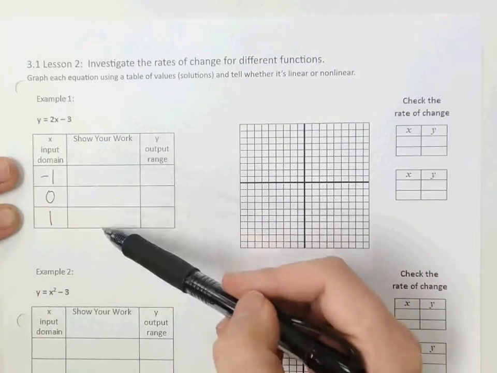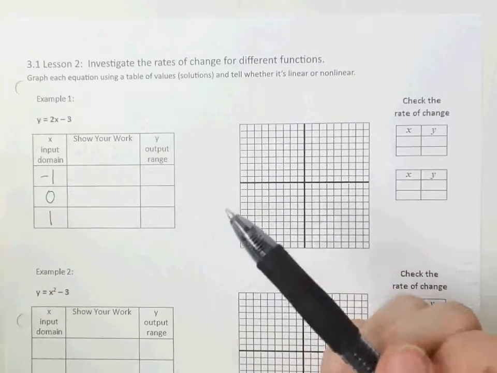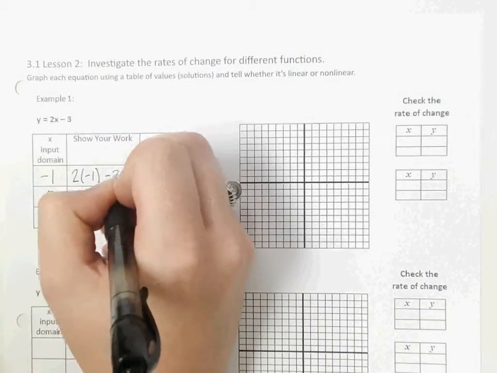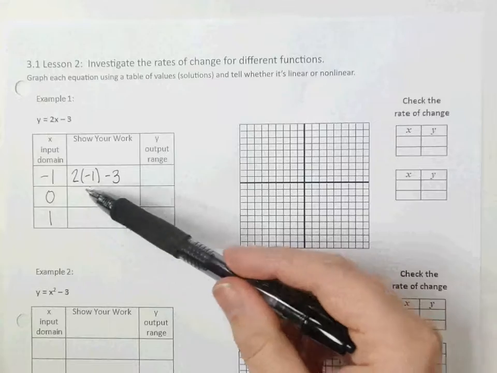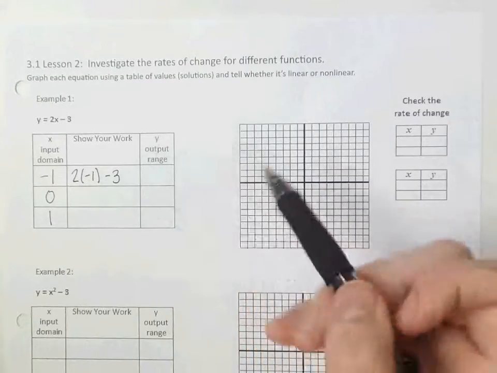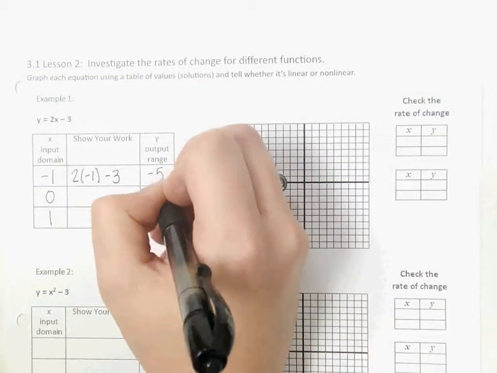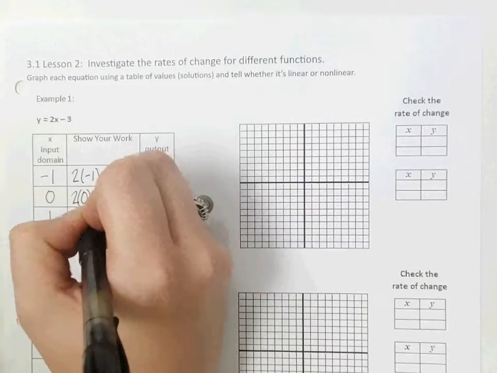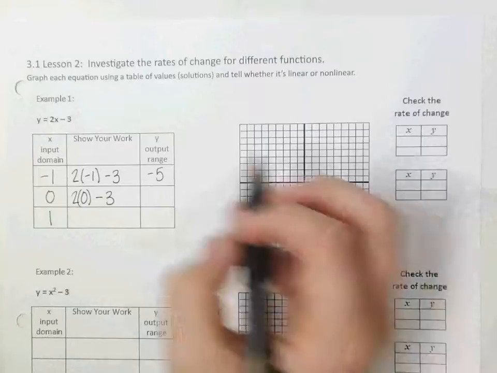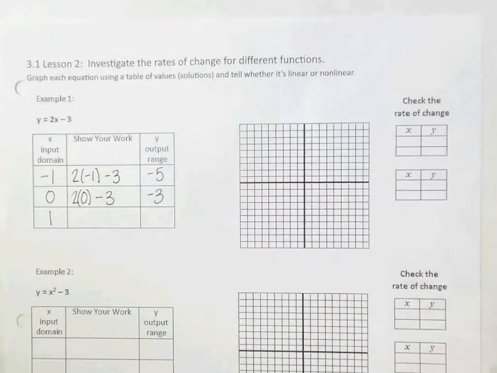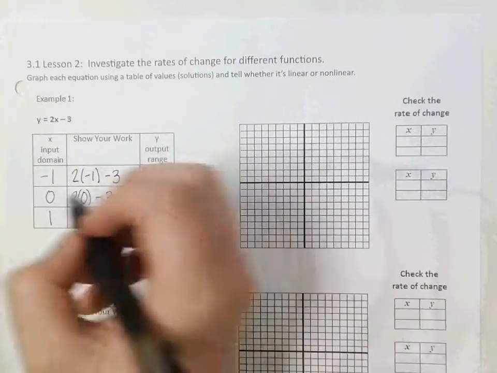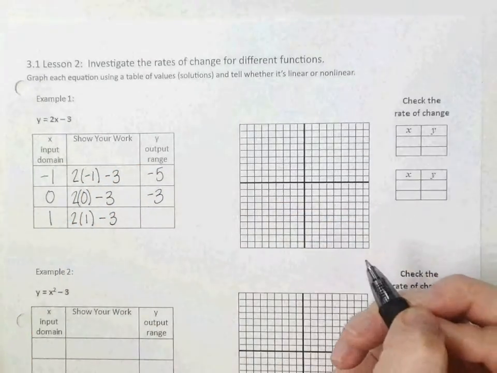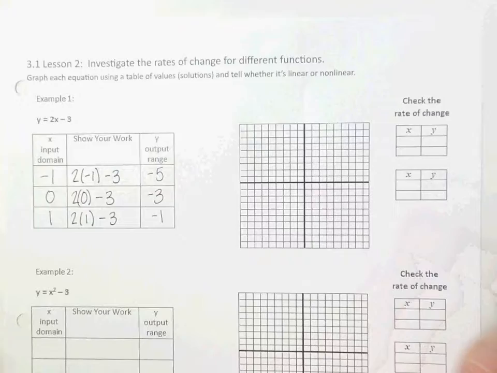Now to show our work, we need to go ahead and plug them into our equation. So we'll have 2 times -1 minus 3. So we know 2 times -1 is -2 minus 3 is -5. When we plug in 0, we have 2 times 0 minus 3, which will give us -3. And then we plug in our 1. We have 2 times 1 minus 3, which will give us -1.